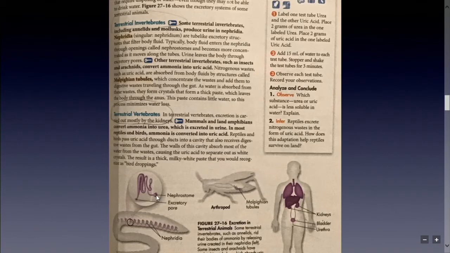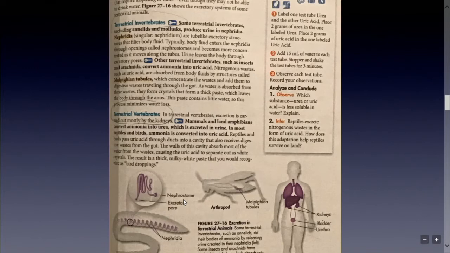So these are like openings, and the body fluid is going to enter the nephrostome, and it's going to work its way through these tubes. And as it's doing that, it's becoming more and more concentrated with urea. And then finally, urine is going to leave the body through the excretory pore. So there's a whole bunch of excretory pores all along the earthworm where urine should be leaving.